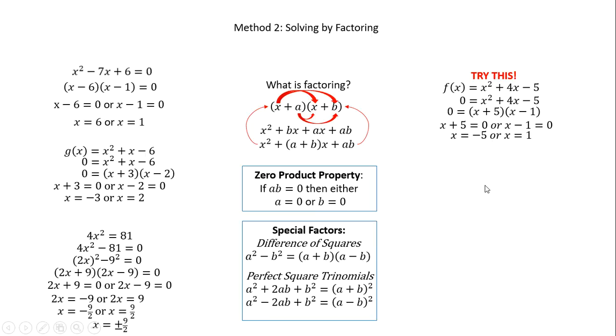All right, ready for another one? So try this one. G of x equals x squared minus 8x minus 20. It's pretty much the same thing. So see what you can do. Go ahead and pause the video and push play again when you think you have it.